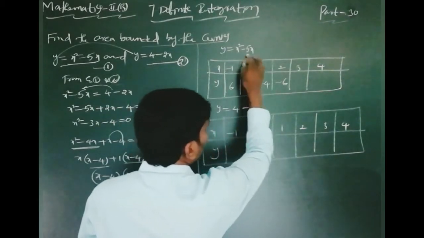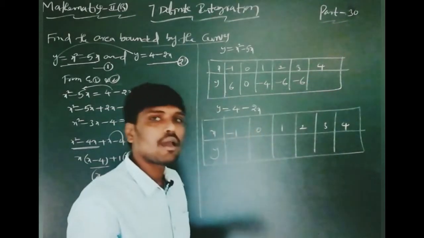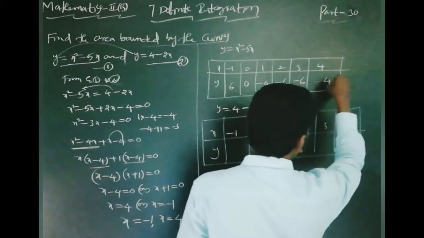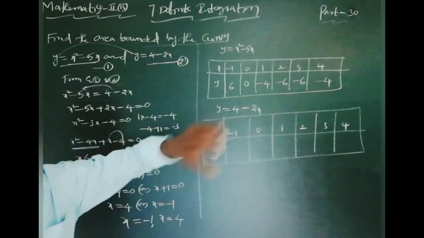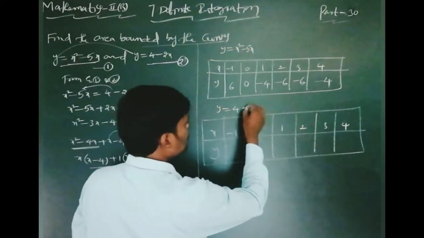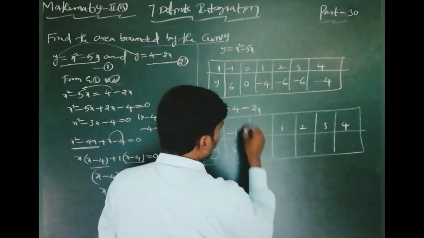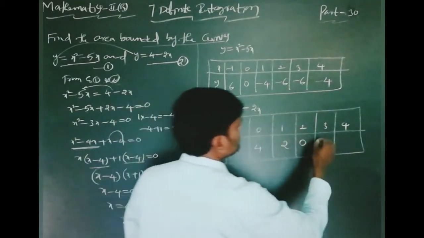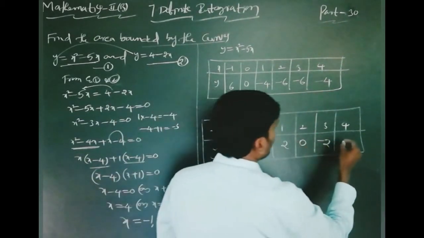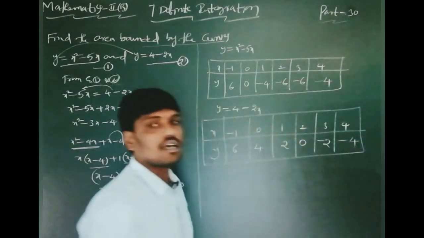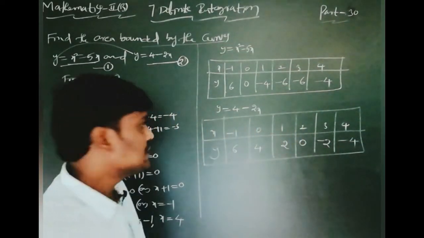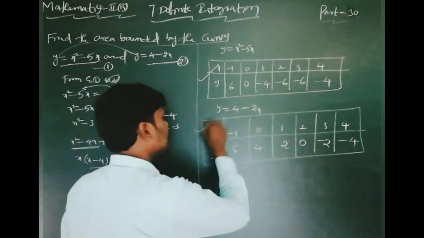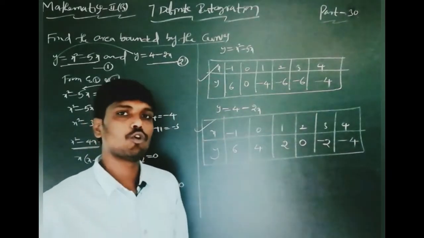3 square 9, 9 minus 15, also be minus 6. Next 16 minus 20, value is minus 4. This is the first curve table. Second curve table, 4 plus 2, 6. Next 4 minus 2, 2, next 4 minus 4, 0, next 4 minus 6, minus 2, next 4 minus 8, you get minus 4. This is the table of the first curve, y is equal to x square minus 5x. This is the table of the second curve, y is equal to 4 minus 2x.